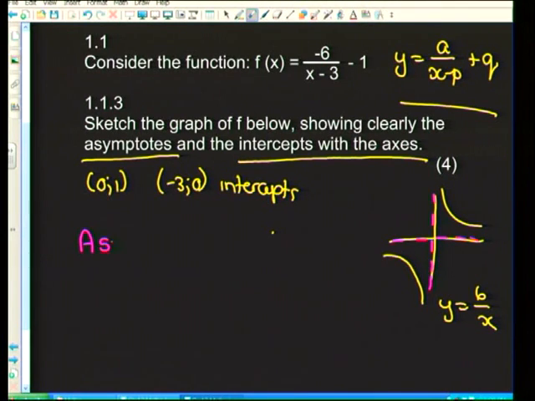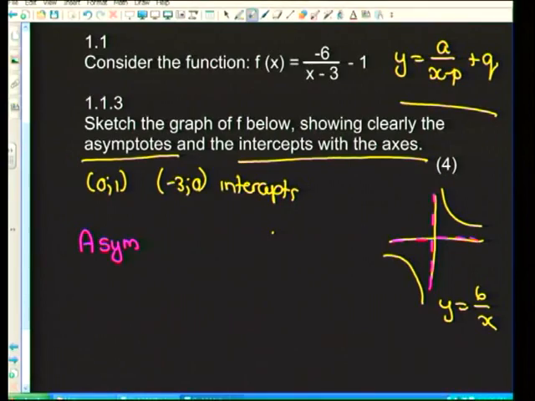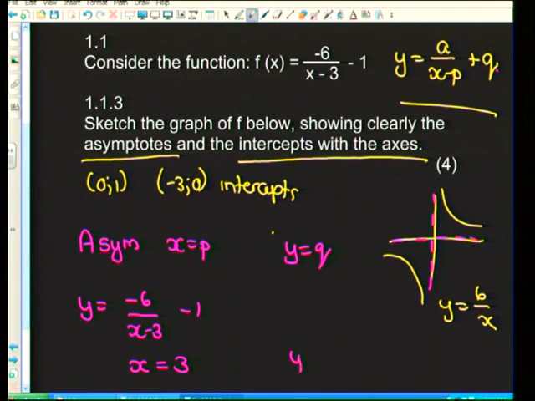Now, there are two ways of handling this, and perhaps the safest way is just to know that to get the one asymptote, you take the denominator equal to 0. So it would be x equals p, and the other one will be this number out here, which is y equals q. So if I go to this here, we have y equals minus 6 over x minus 3 minus 1. So the one asymptote will be x equals 3, and the other one will be y equals minus 1.